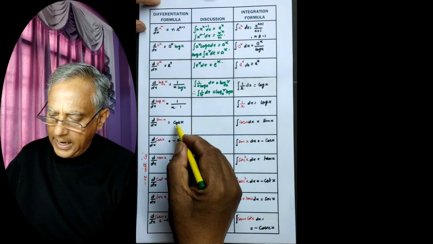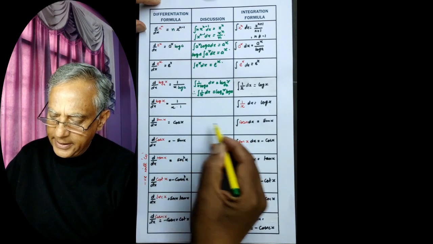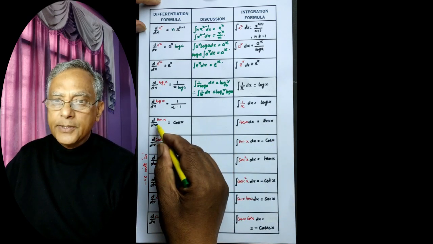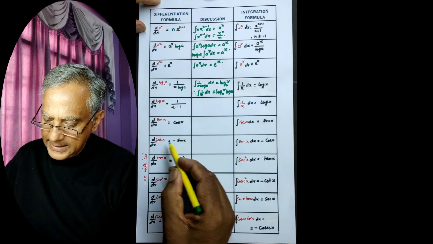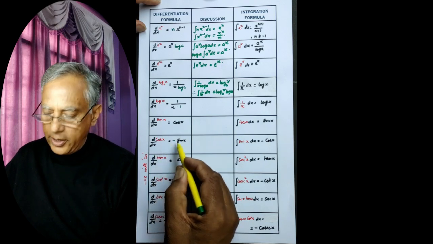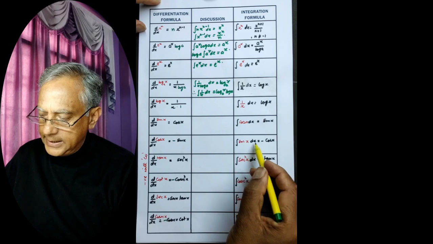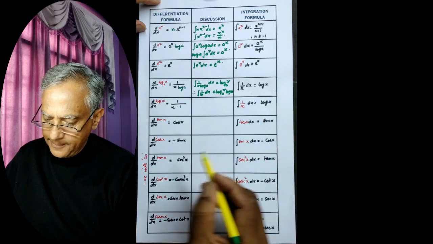And from here we will get integration of cos x dx will be sin x. Integration of minus sin x is cos x, or integration of sin x is minus cos x. Integration of sin x is minus cos x.